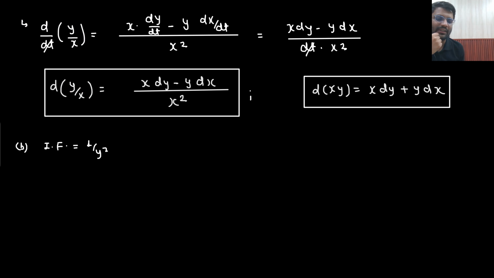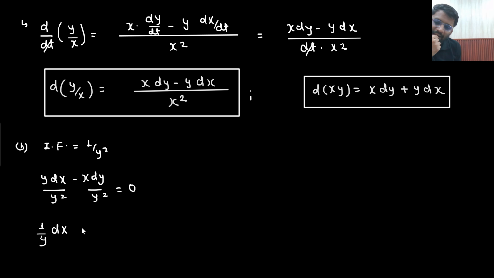y dx minus x dy. Multiply with 1 by y square on both sides. Are you making my equation easier or not? So what are you getting? 1 by y dx minus x by y square dy equals 0. So from here, what is the value of m? 1 by y. What is the value of n? Minus x by y square.